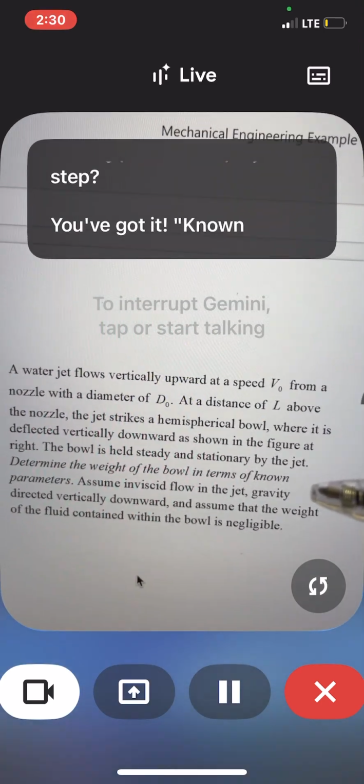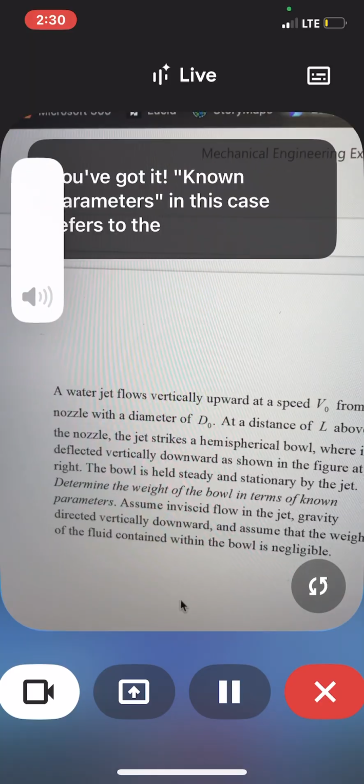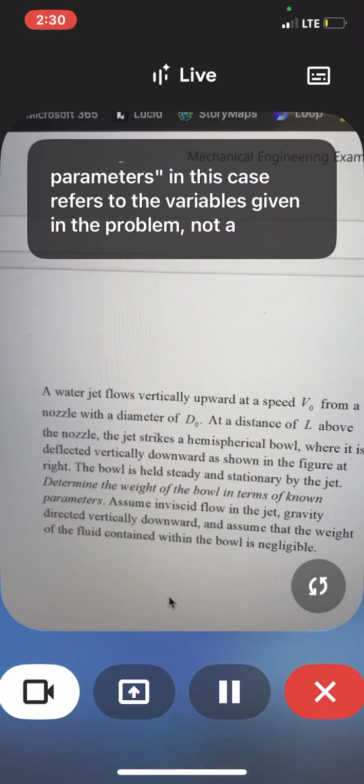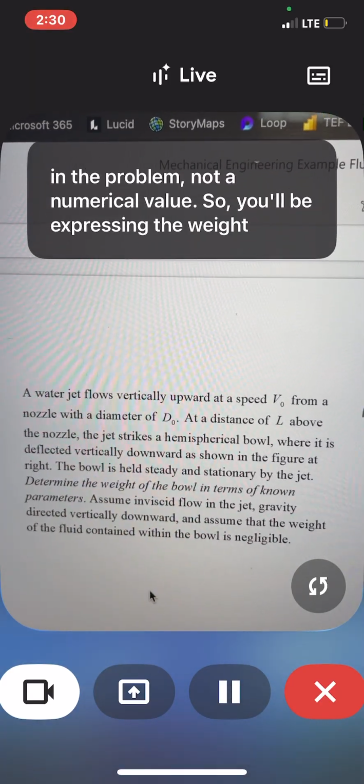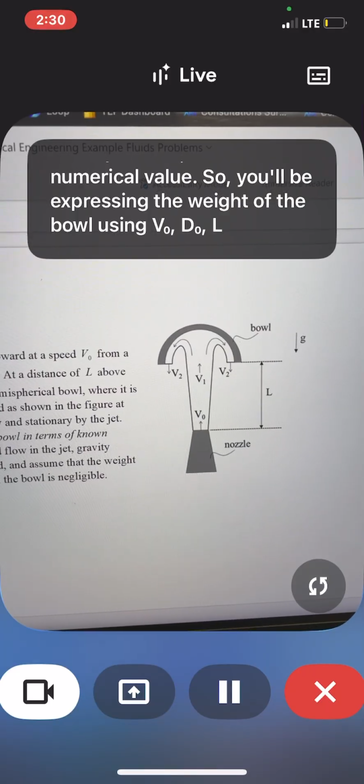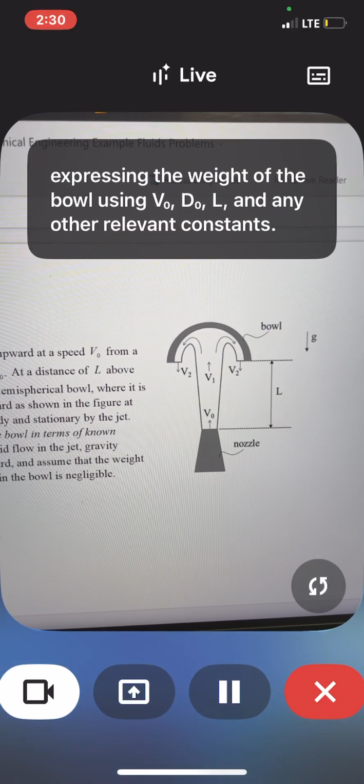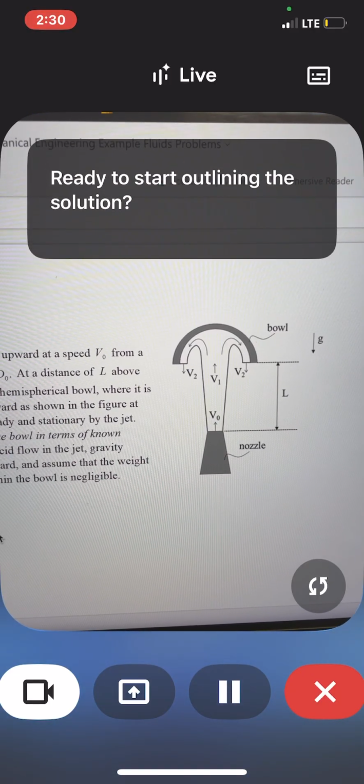You've got it. Known parameters in this case refers to the variables given in the problem, not a numerical value. So you'll be expressing the weight of the bowl using v, d, L, and any other relevant constants. Ready to start outlining the solution?